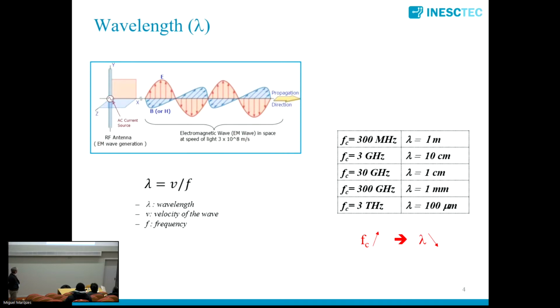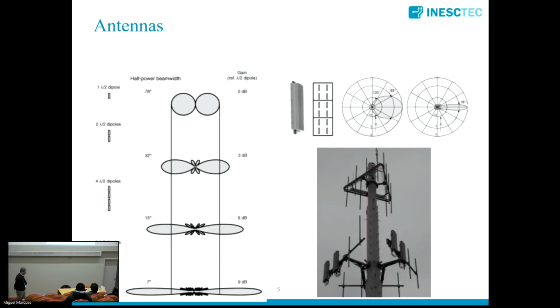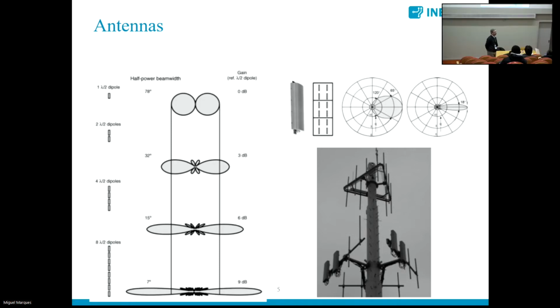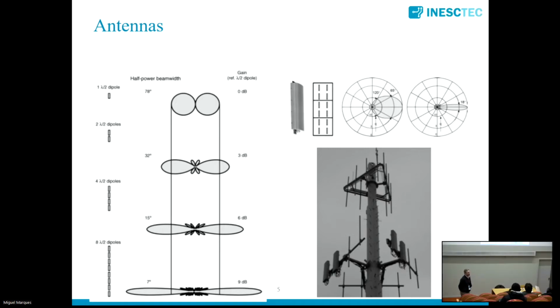This is an important fact, because in order to generate these signals, we need to build antennas. And there is a direct relationship between the wavelength and the length of the antennas. For instance, a basic component of the antenna, that is the half-wave dipole, has precisely a length which is half of the wavelength. So that means that the higher the frequency, the smaller will be the antenna.